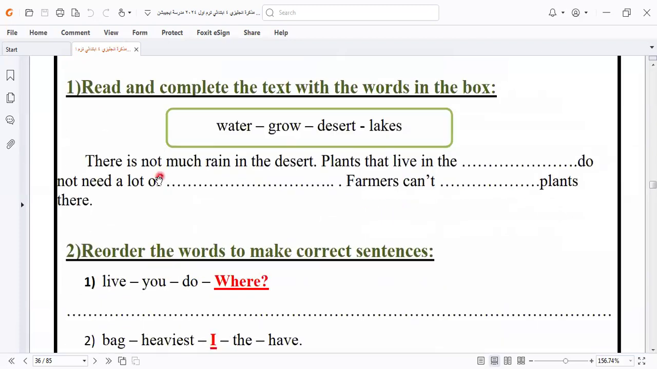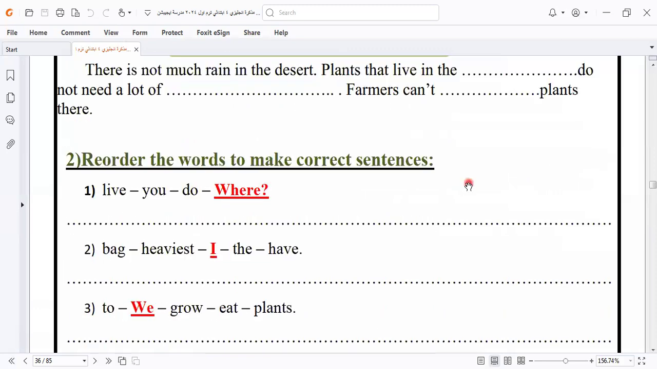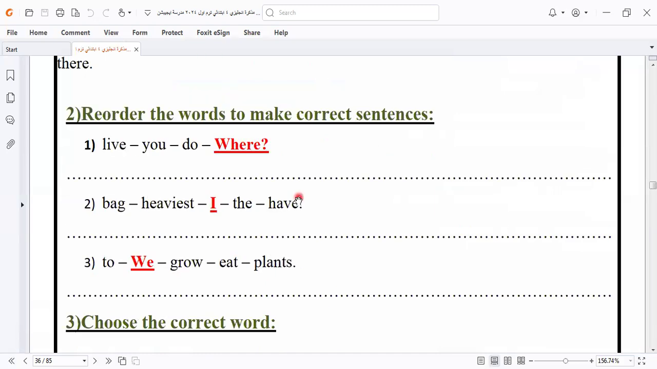Okay, let's go to another question below. Here we have: there is not much rain in the desert. Plants that live in the desert don't need a lot of water. Farmers can't grow plants. We have here, as we told you, that the verb grow is used with what? With plants and crops.